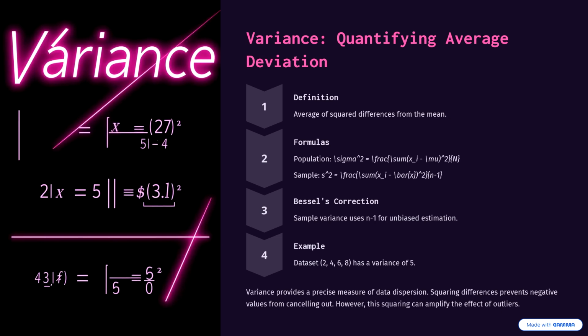For example, for the dataset 2, 4, 6, 8, the variance is found to be 5. The variance provides a precise measure of the data distribution, and squaring the differences prevents negative values from cancelling out. However, this squaring can amplify the effect of outliers.